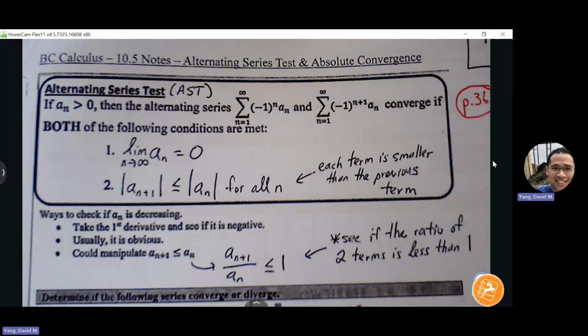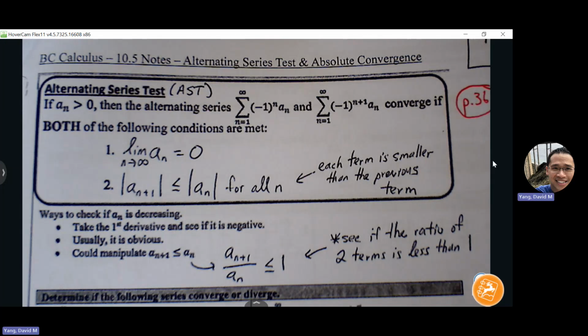Okay, we're on page 36 in your packet. Great, guys. From last year. So we have two more, technically two more tests to go over.